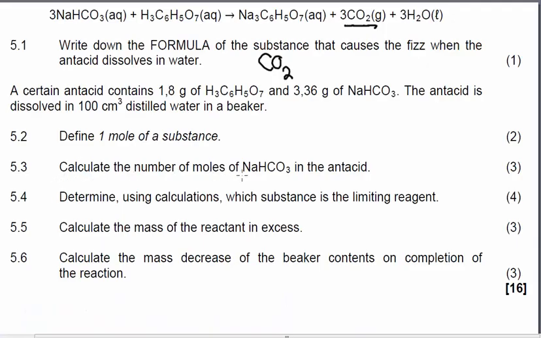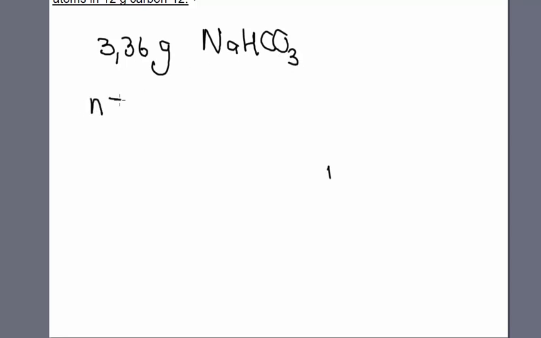Calculate the number of moles of NaHCO3 in the antacid. So we have 3,36 grams of NaHCO3. When we have mass, we can take it to moles. This is the formula that we use. n equals mass over molar mass. Molar mass is the mass of 1 mole of this compound. You use your periodic table to calculate this.